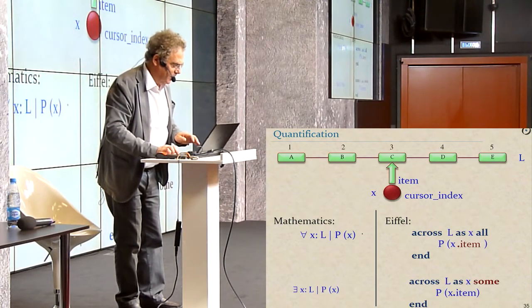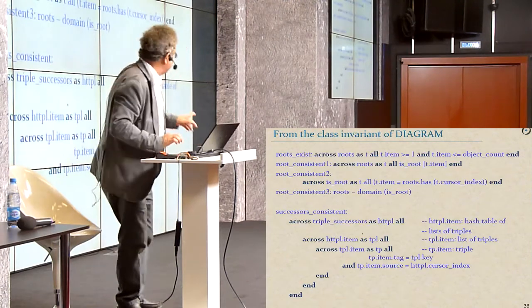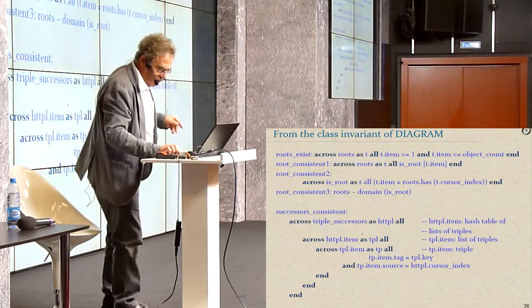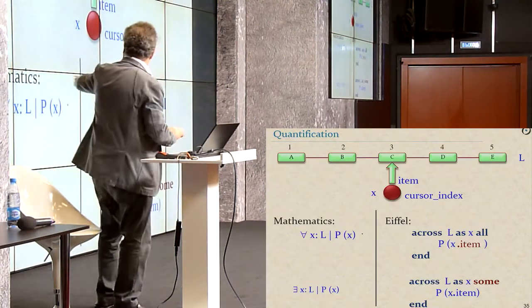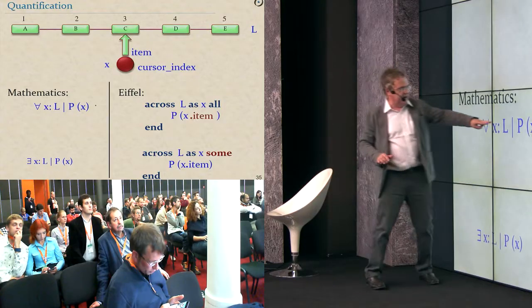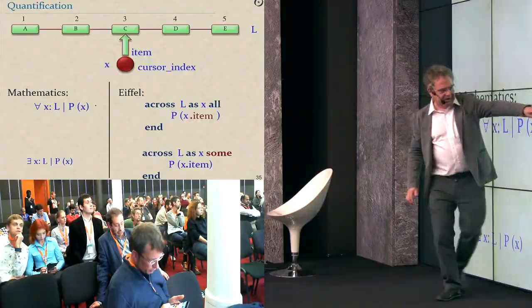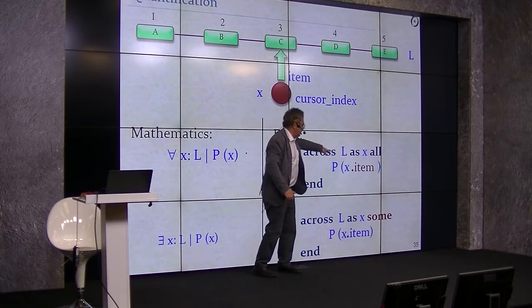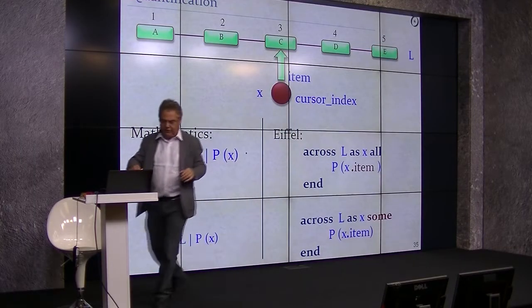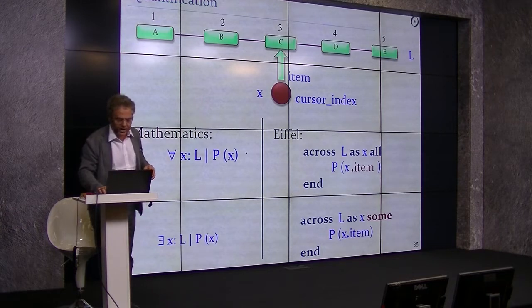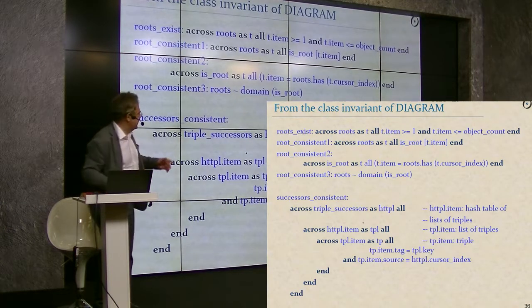So for example, this one here, which is a set of four rows. The syntax is this: when in mathematics I want to write that for any x in a certain list, a certain property holds, the way I write it in Eiffel is like this, across. And it's the same thing, just expressed in a programming language syntax.